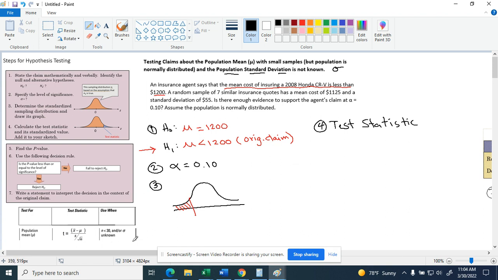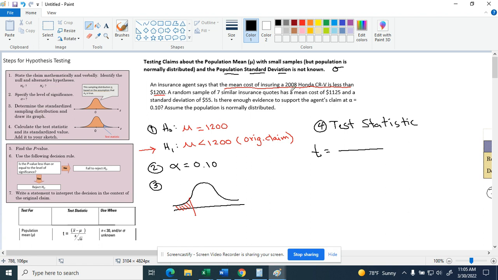You can see the formula says T instead of Z like the previous problem. That's key. Why? Because that means we're going to use a different calculator to calculate the p-value later on. But the main thing is it's not Z, it's T. Okay, equal to X bar. If you forgot what X bar is, that's the mean of the sample.